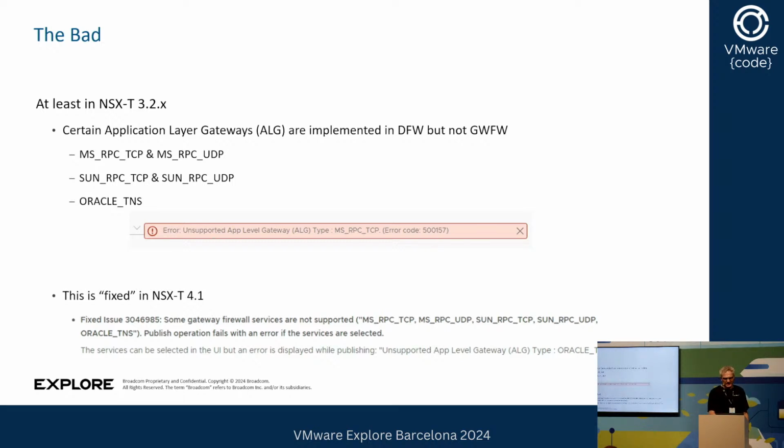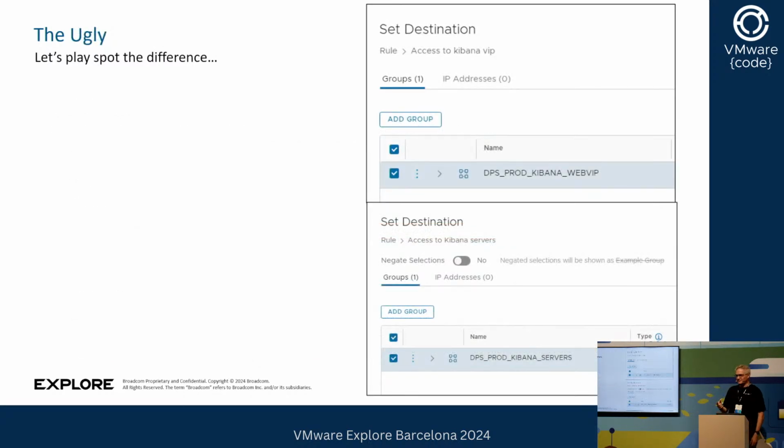And then we get to the really ugly. Let's play spot the difference. These are the dialog boxes for adding a destination group to a firewall rule. Hands up who can spot the difference. The top one is the gateway firewall dialog box. This is the distributed firewall box.